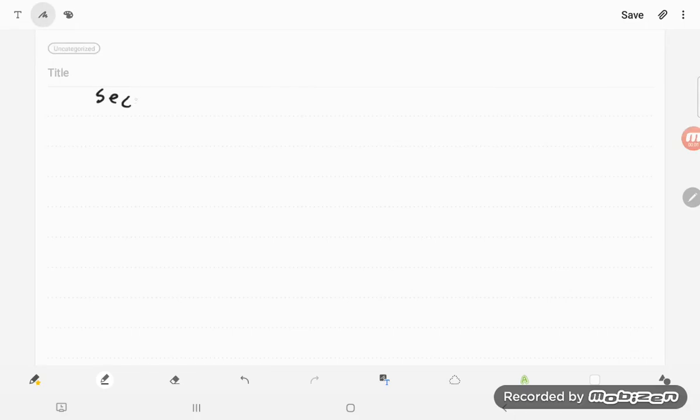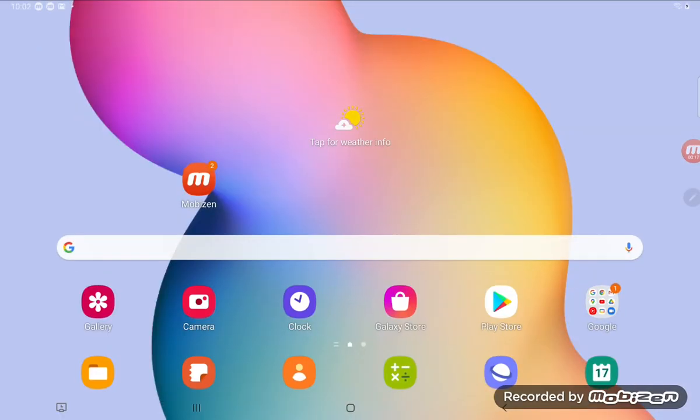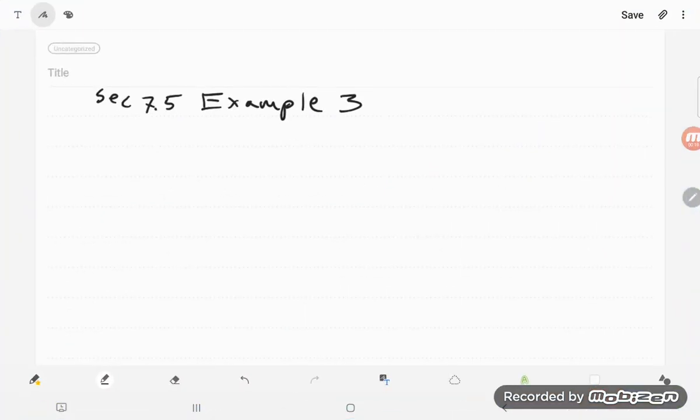Here we have section 7.5. We'll do example 3. And in example 3, they are using another physics relationship where they say force is equal to some constant g times mass 1, mass 2 over d squared.